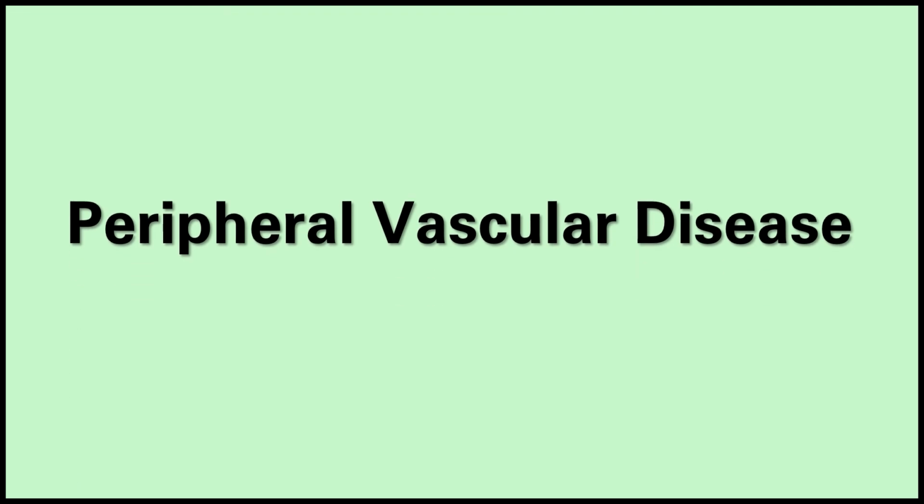The last topic is peripheral vascular disease, which can be broken down into arterial and venous disease. Peripheral arterial disease is atherosclerosis of the arteries of the lower extremities. The most common symptom is intermittent claudication that is reproducible and brought on by exercise or walking, and relieved with rest. The location of the claudication or pain is determined by the location of the atherosclerosis.